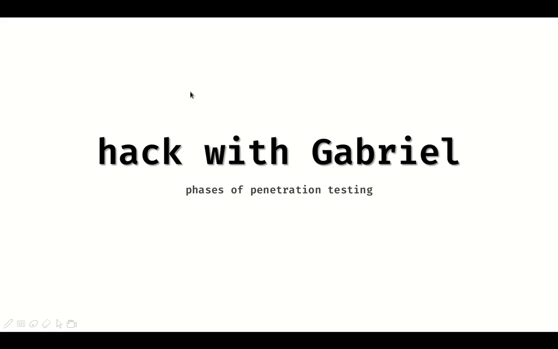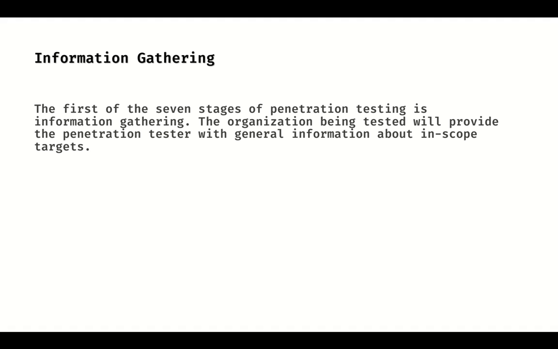All right. So the first phase that we have is information gathering. This is the first of the stages of penetration testing. The organization being tested will provide the penetration tester with general information about the in-scope target. So this is actually the first step, very important, whereby the organization calls you and then provides you with enough information and analysis based on the target, or let me say the scope of the target on which you are trying to perform your penetration testing.